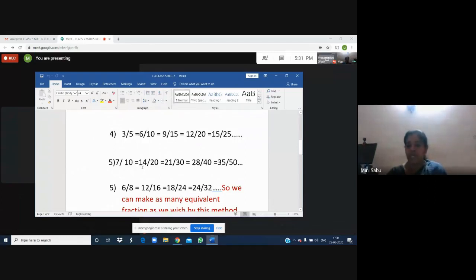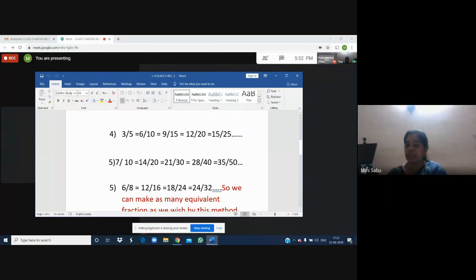7, 14, 21, 28, 35. Which table is going on here? 7 1s are 7, 7 2s are 14, 7 3s are 21, 7 4s are 28, 7 5s are 35. But in the denominator, the numbers go like this: 10, 20, 30, 40, 50. So let us check how this 14 by 20 came from 7 by 10.